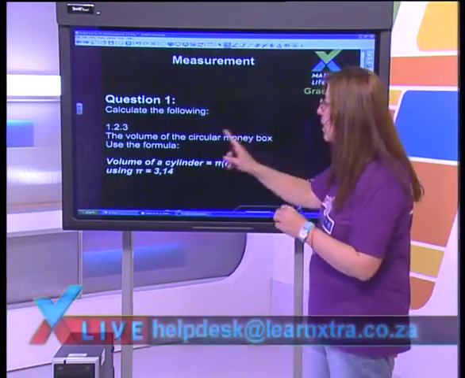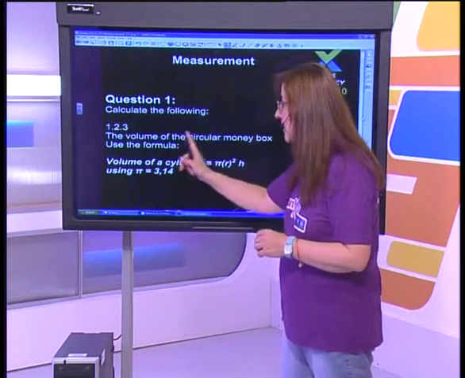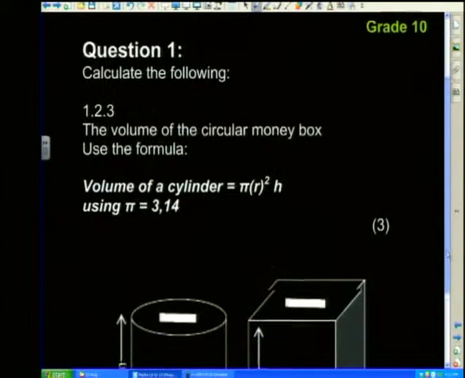Okay, let's carry on with the question. Right, so now we're looking for the volume of the circular money box. And they've given us the formula. And this is what I said to you guys.